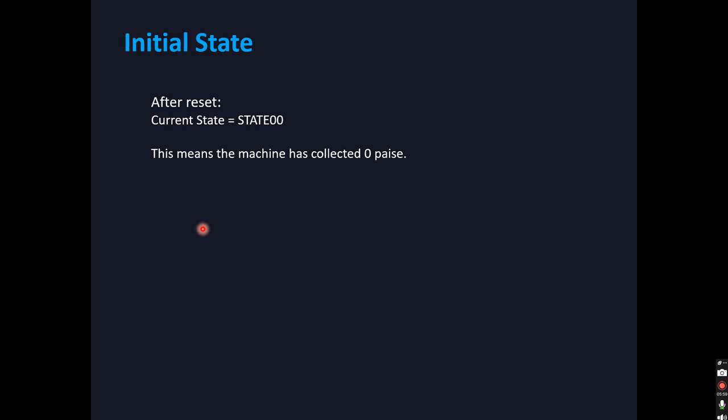First of all, what do we have to do? Every FSM, or every sequential logic, should begin with a reset. The reset is very important, because only that makes the state come back to the initial state. This means the machine has collected 0 paise, nothing collected. That state is known as the 0 paise state.